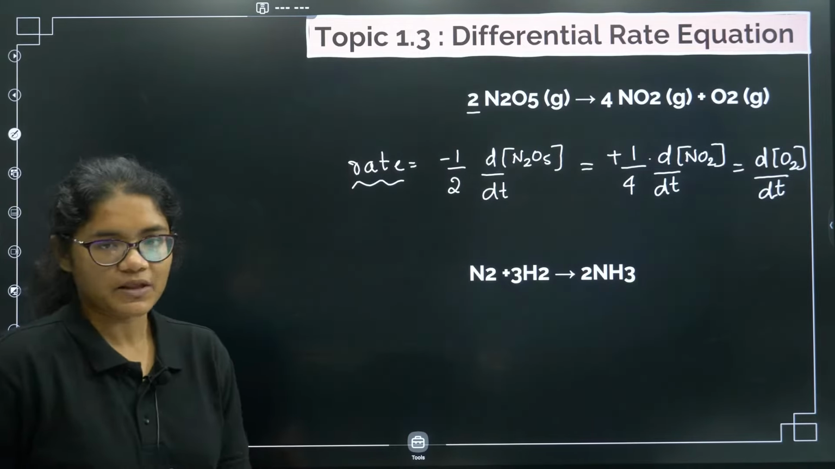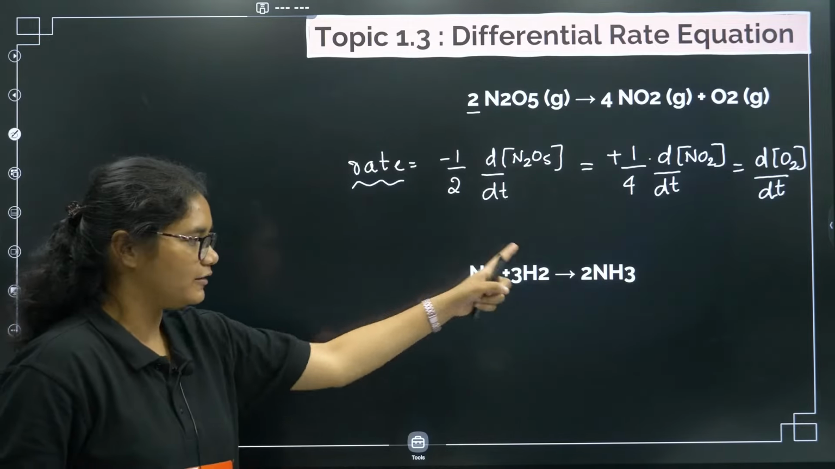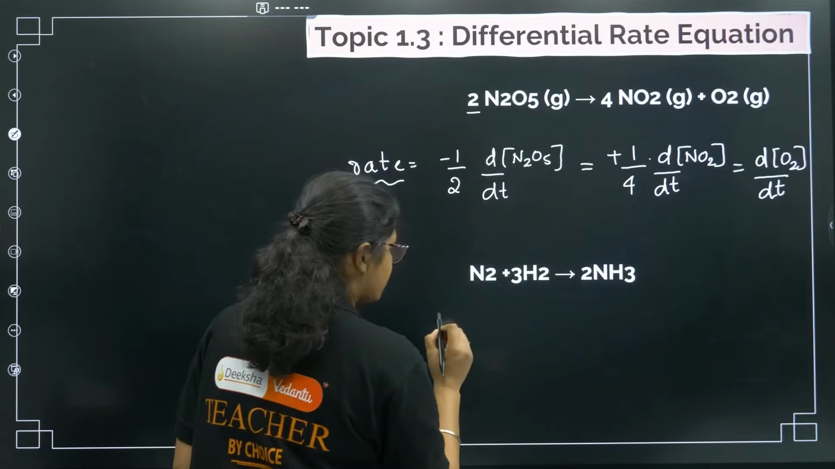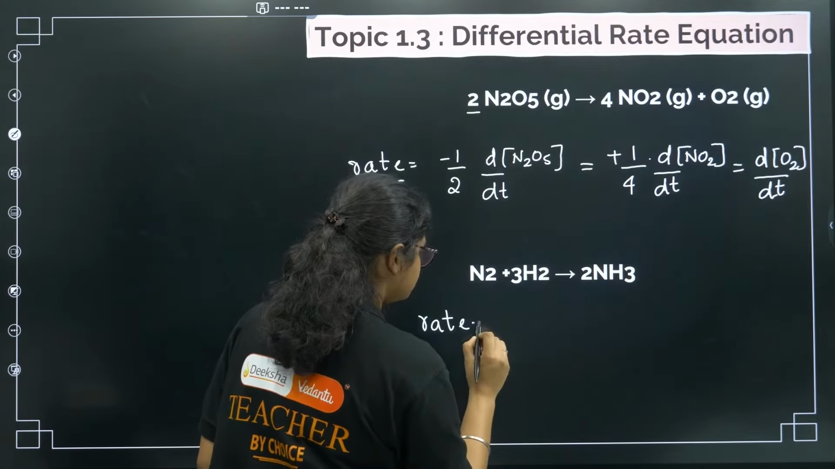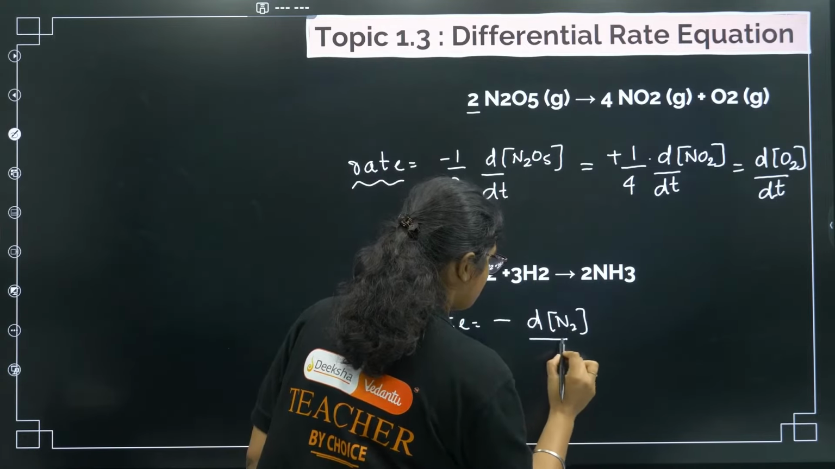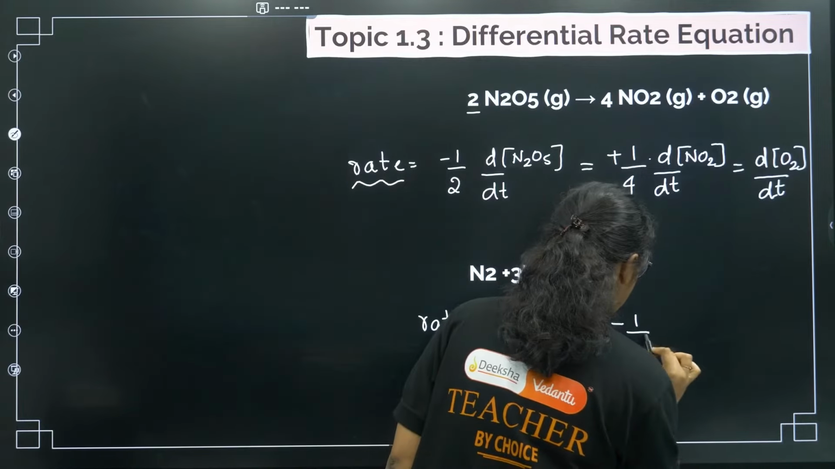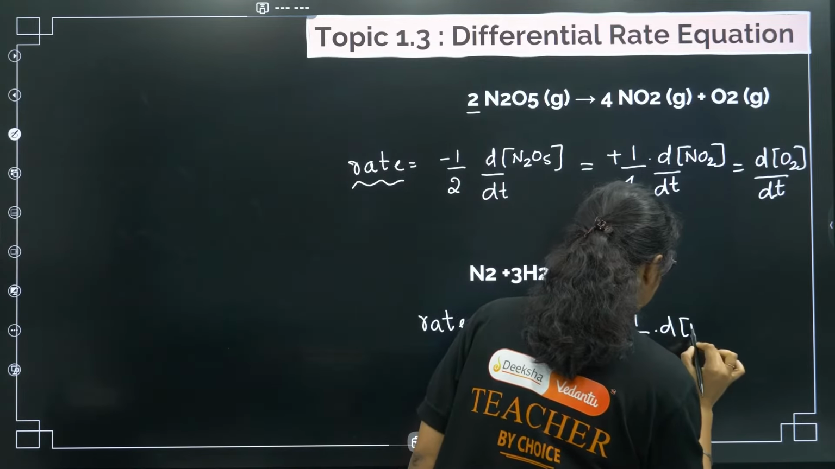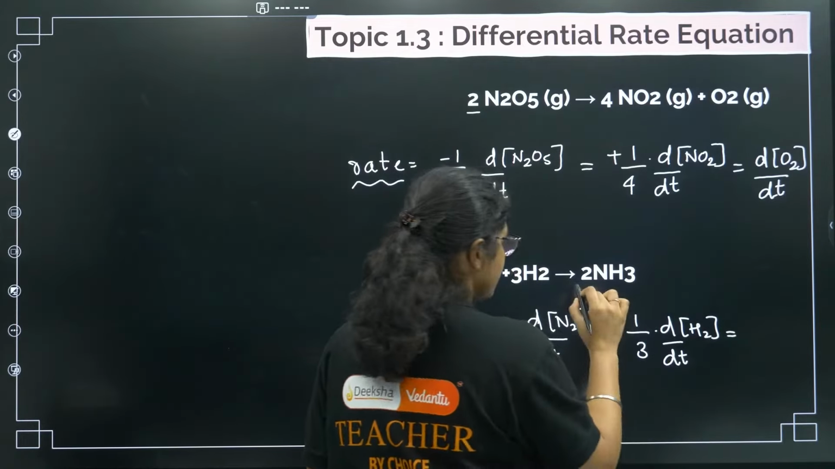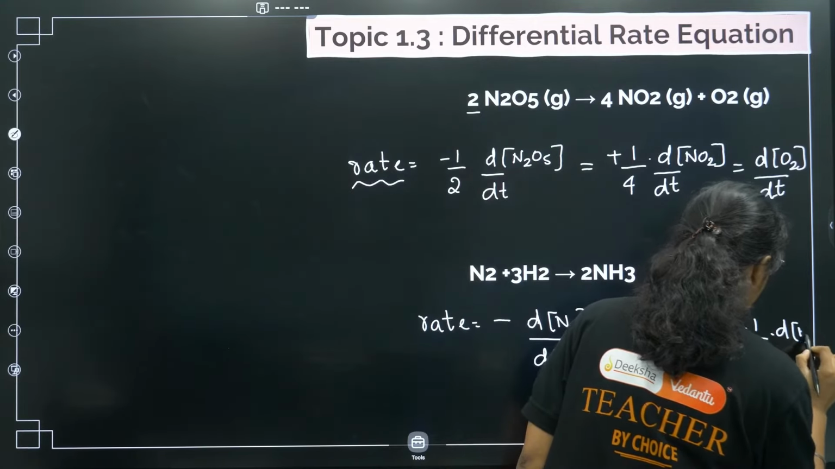This you should remember. Now I want everyone to try this question. Stop the video or pause the video and write this equation and then check with me. Okay, let us try. So what I can write, rate is equal to minus dN2 by dt, then I'll have minus 1 by 3 dH2 by dt, then I have plus 1 by 2 dNH3 by dt.